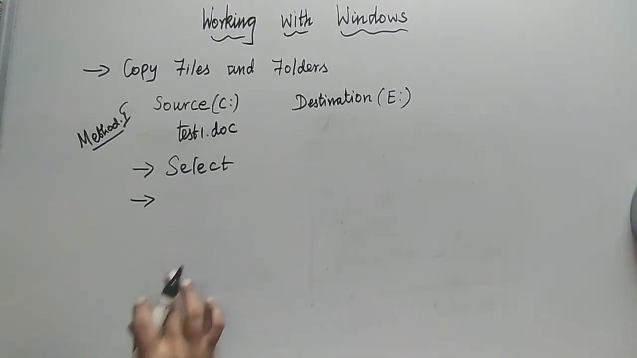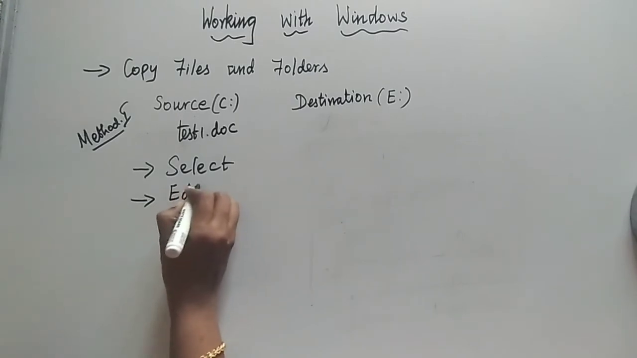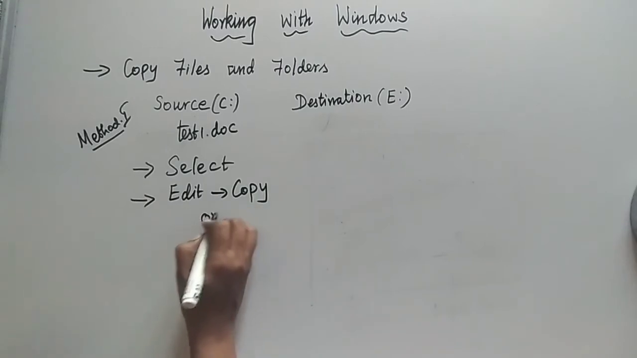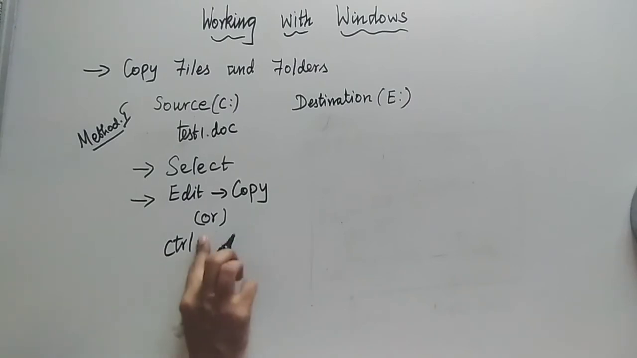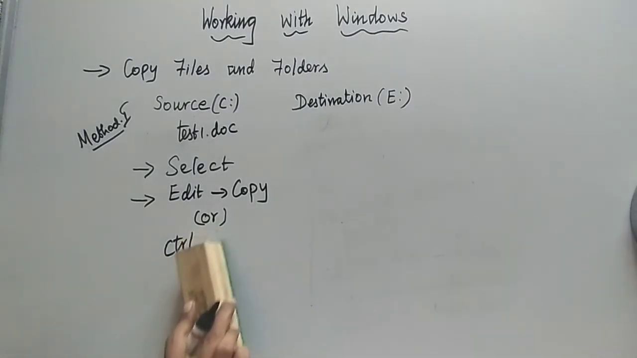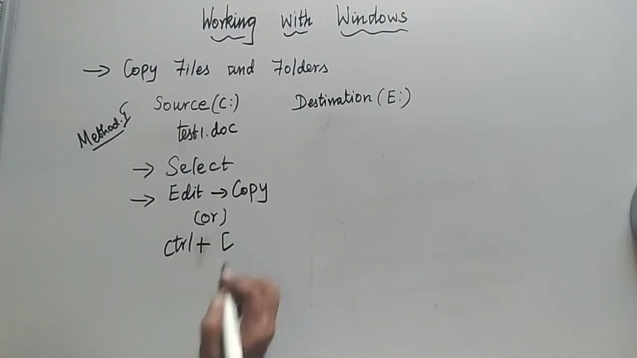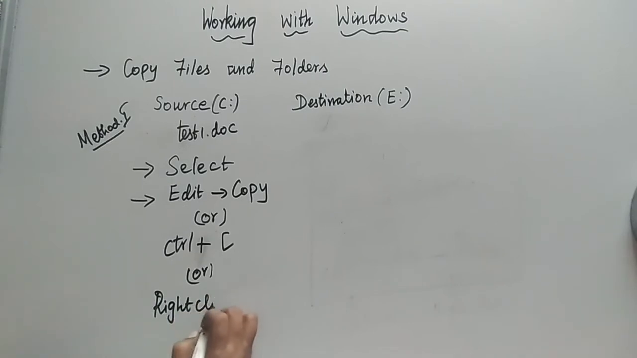After selecting, what you have to do, similar to move, you have many options. The first one is to click Edit from your menu, Edit, Copy. Otherwise your shortcut key, it is Control plus C. It is copy, no? So it is C for you. Otherwise, what you can do? Next, by using your mouse, you can right click. From that, you are going to select Copy.